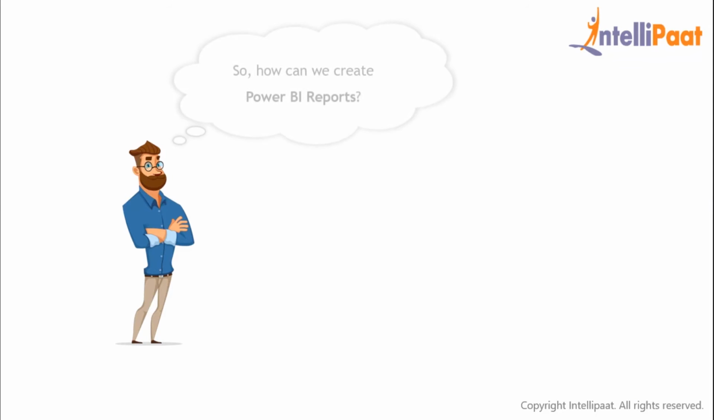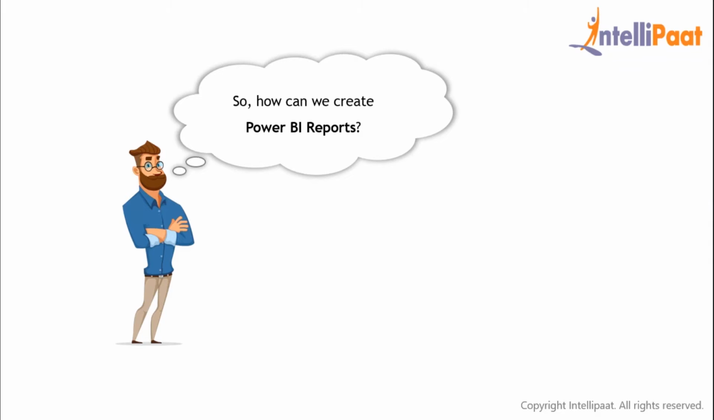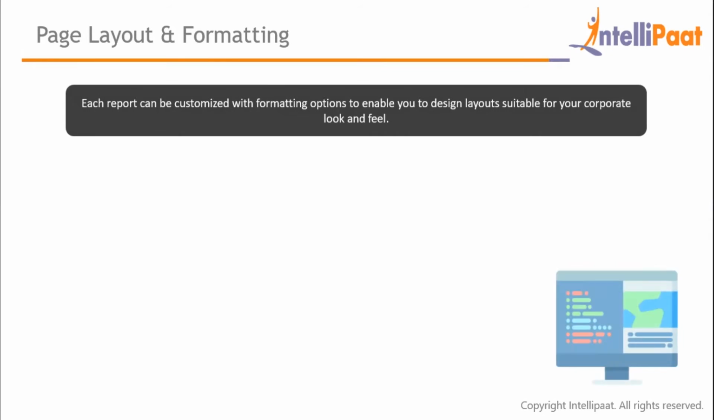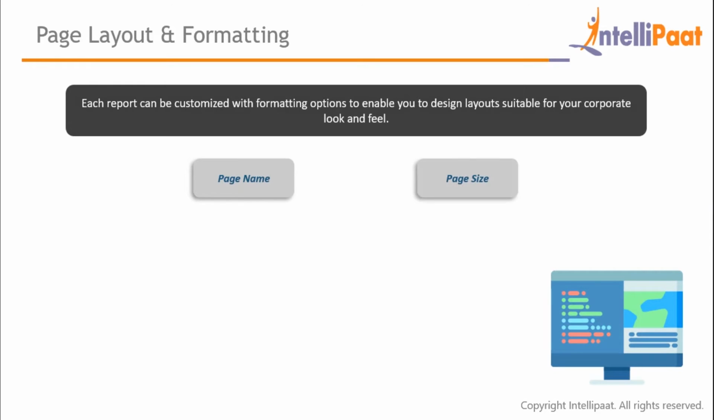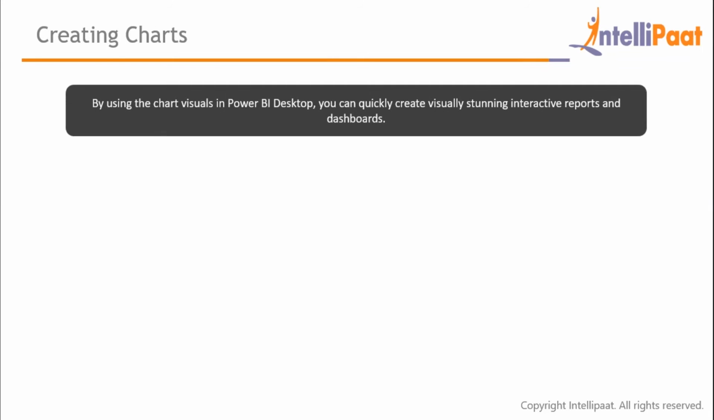Now Sam wants to create some Power BI reports. Well, we will show that in the upcoming demo, but before that, he must know the basic steps that lead to creating reports. First comes page layout and formatting. Report pages can be customized, and page name, page size, page background, and page view can be modified as per requirement. Also, charts can be created, and as we demonstrated in the last demo, there are several charts that are implicitly available in Power BI.